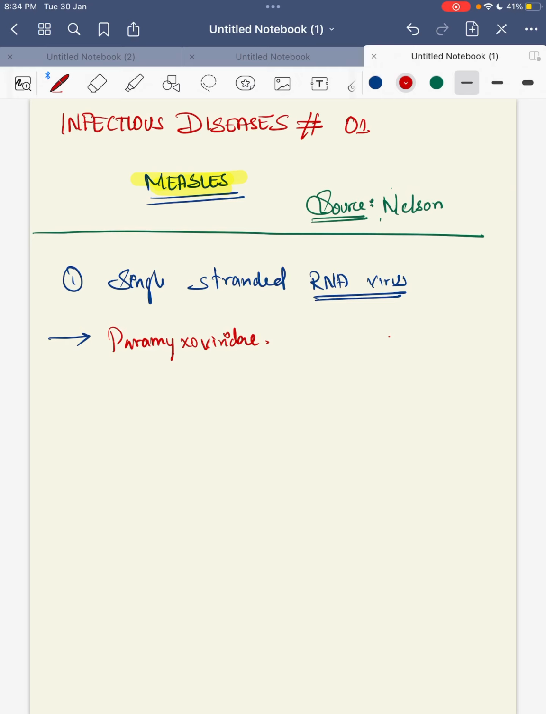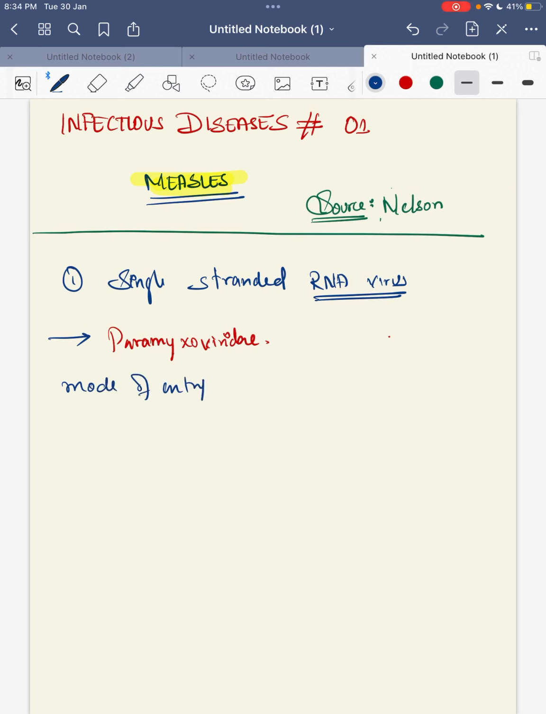Whenever you talk about a disease, a virus or any bacteria, you have to know its mode of entry, how it enters the human body. Next, you have to know its pathogenesis and pathology. Next, its clinical features, treatment and diagnosis. These are the important points you have to note down in every question on infectious diseases.